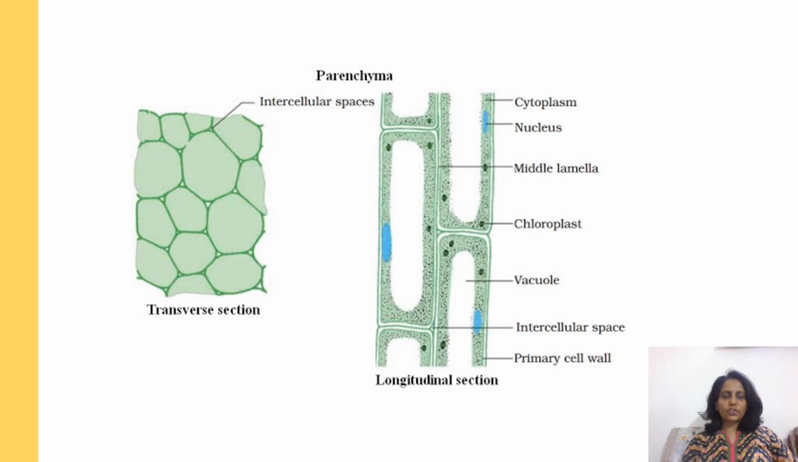So here is a picture of the parenchyma cells, which in its longitudinal section shows the cells which are compactly arranged, prominent nucleus, dense cytoplasm, the middle lamellae. The picture is quite clear.